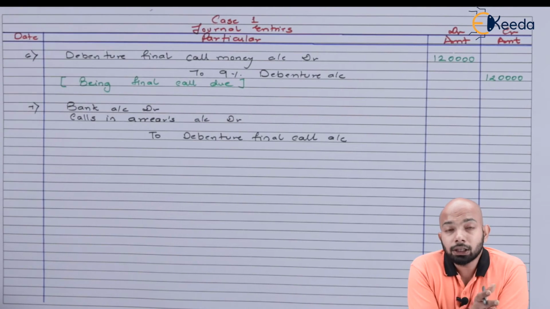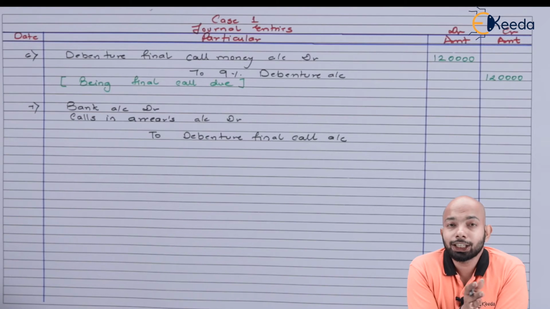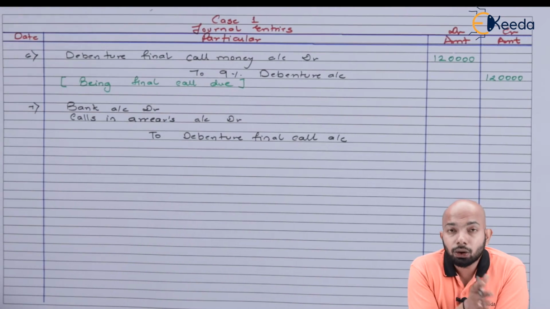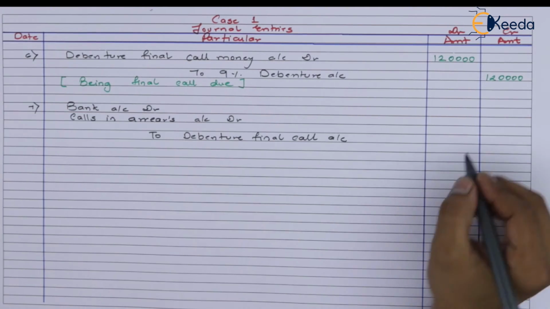So, as per the final call due entry, we're supposed to receive 1,20,000 here. However, there are certain call scenarios that we have to mention. So, 1,20,000 is what we're expecting.